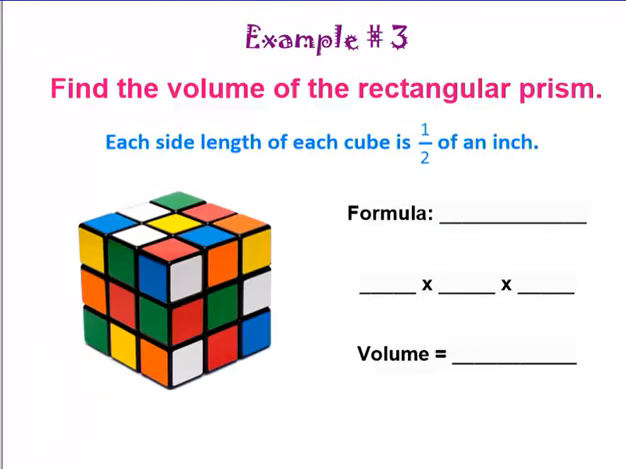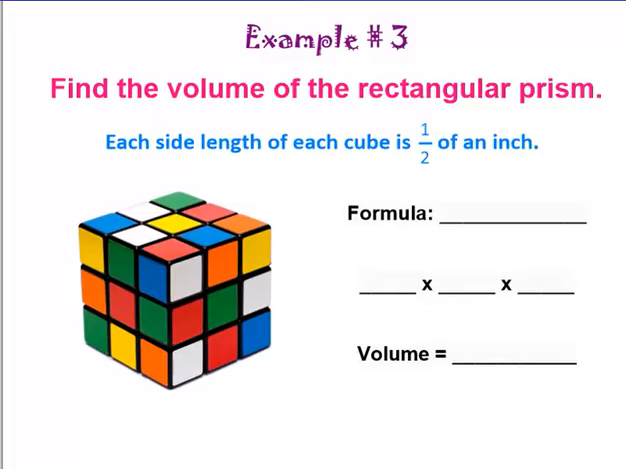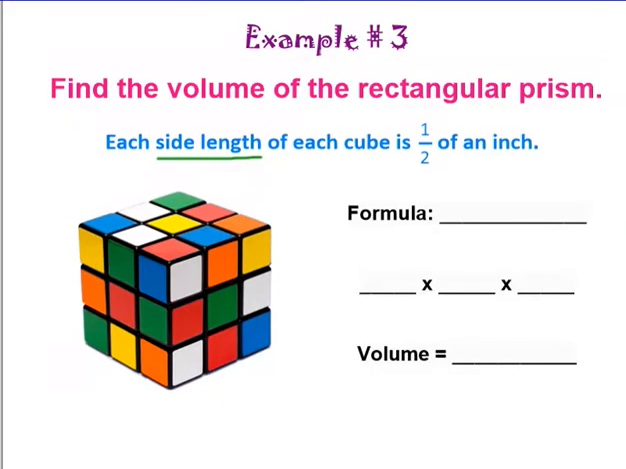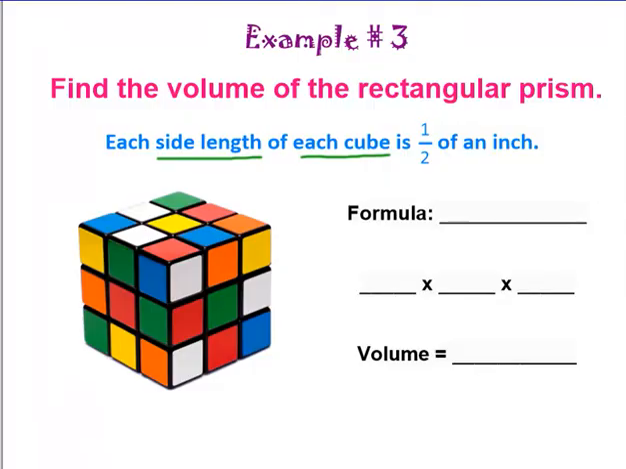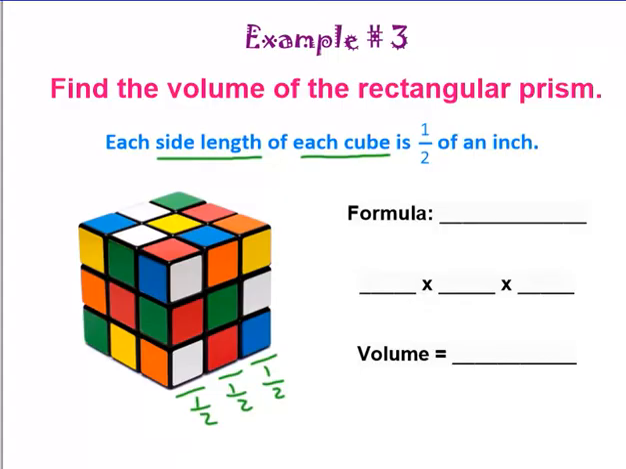All right, now we're going to take a look at still the volume of a rectangular prism, but with a much different characteristic. So here we have a cube, which is also a rectangular prism, and it's saying that each side length of each cube is 1/2 an inch. And what that means, before I start to show you how to calculate it, is that is 1/2 an inch, that is 1/2 an inch, and that is 1/2 an inch. And so each one of these cubes has a side length of 1/2 an inch.